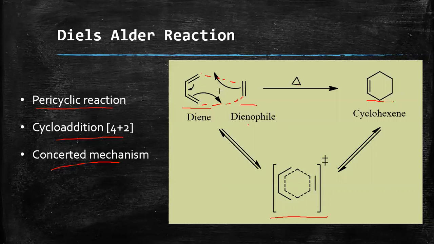Very simple mechanism it follows, you just have to focus on the arrows or the shifting of bonds, and the diene plus dienophile would convert into the cyclohexene via the formation of this transition state.